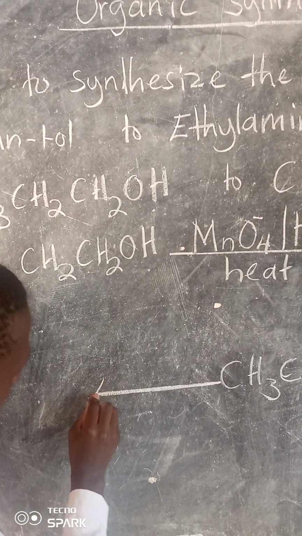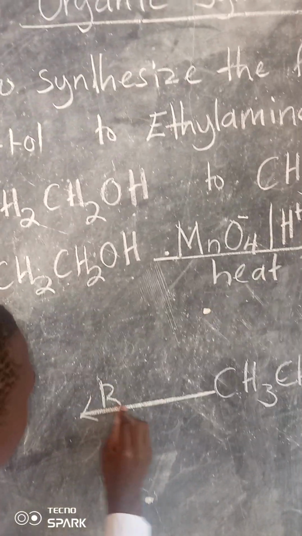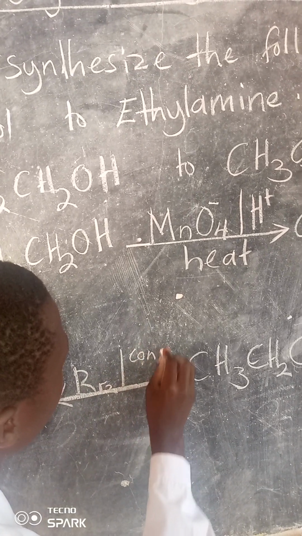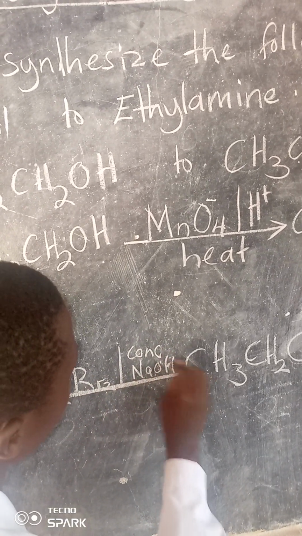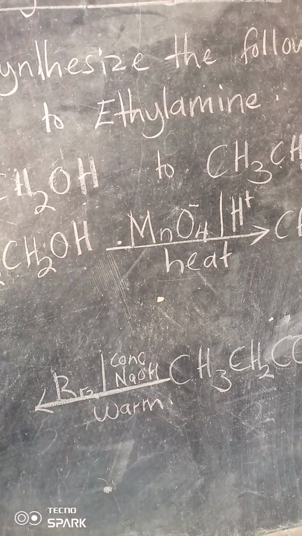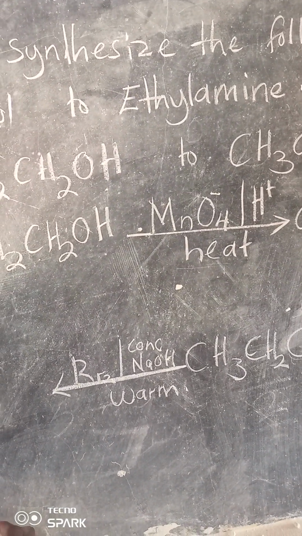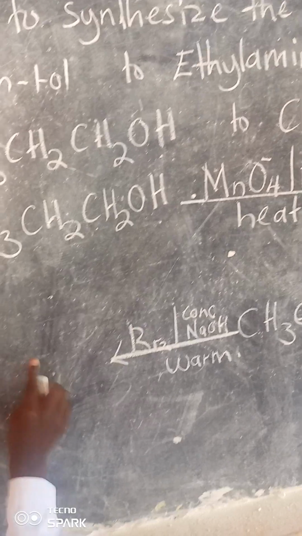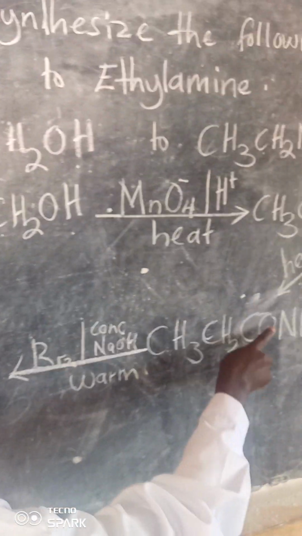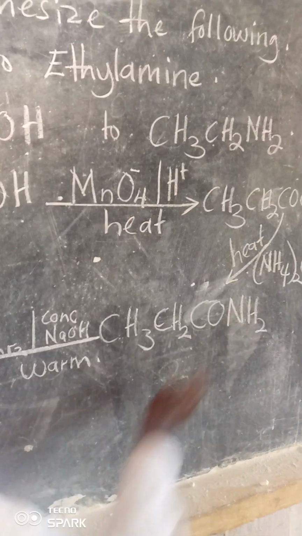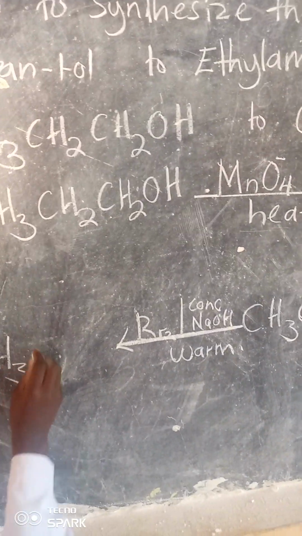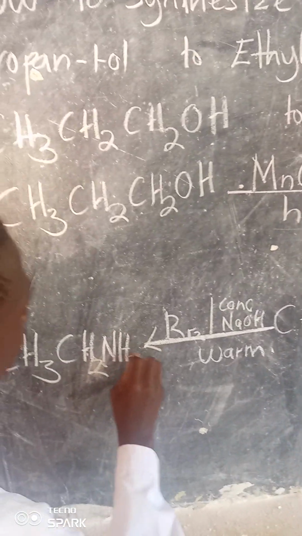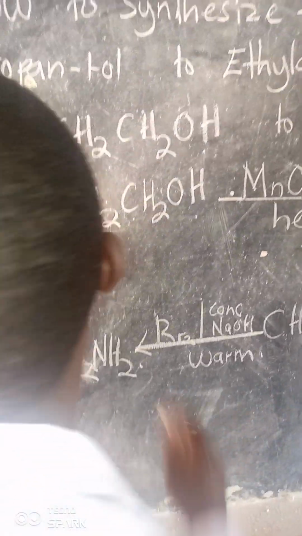After getting propanamide, I'm going to use Hofmann's degradation reaction. I'm going to use bromine in the presence of sodium hydroxide. I'm going to warm. After that, this carbon atom is going to be removed, and I remain with this amine only, and ethylamine is made. That is number 1.